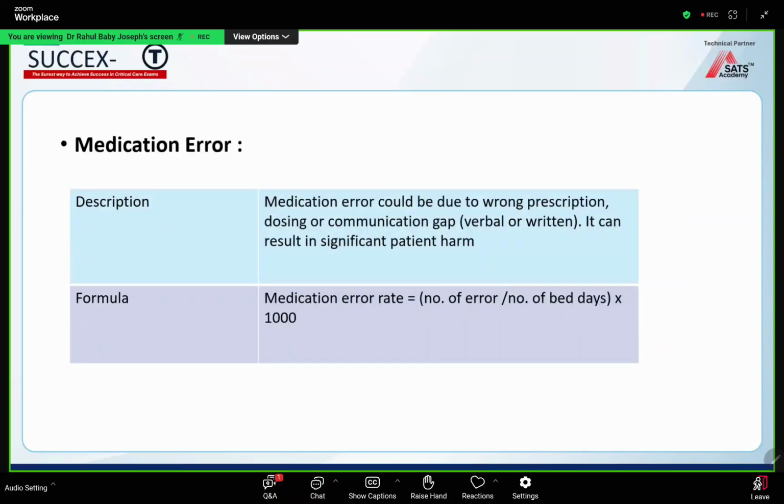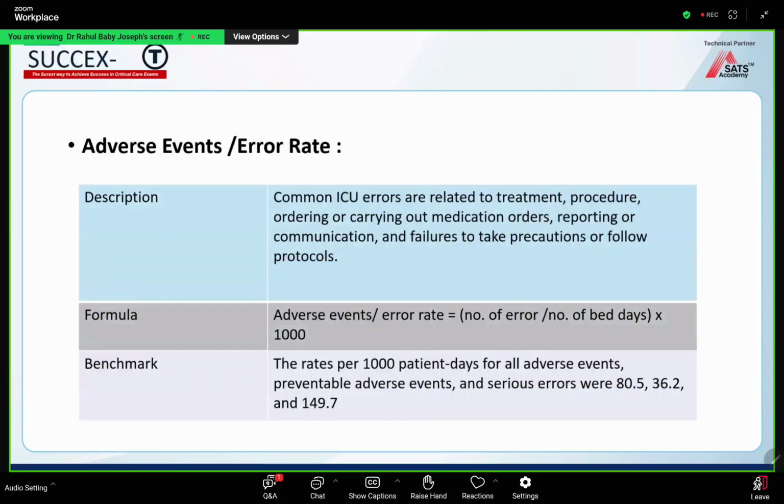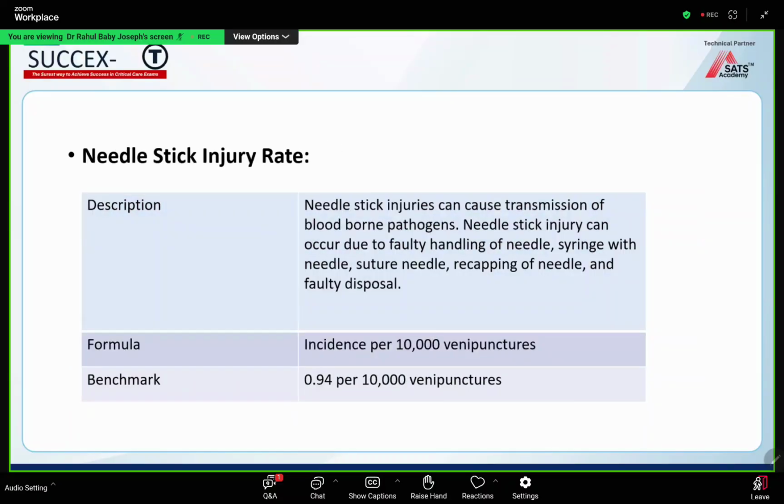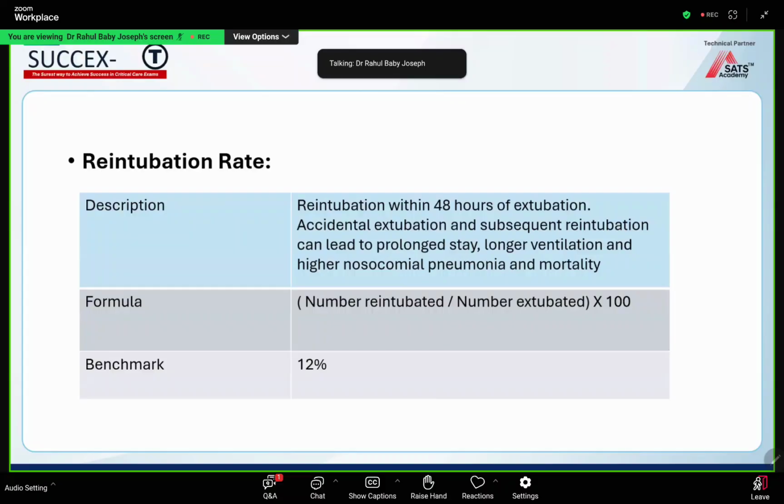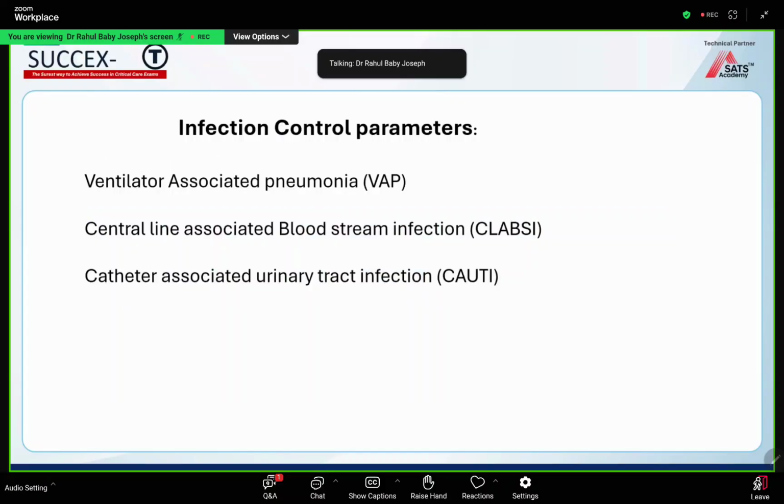So coming to the next parameter, it is the error and safety parameters, which includes your patient fall rate, the number of medication errors that are happening, and the needle stick injury rate, and also the reintubation rate. Next is infection control parameters, mainly including ventilator associated pneumonia, central line associated bloodstream infection, and catheter associated UTI. So all these three can be asked as a separate question.